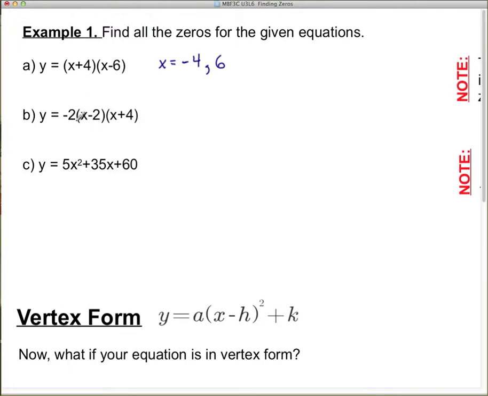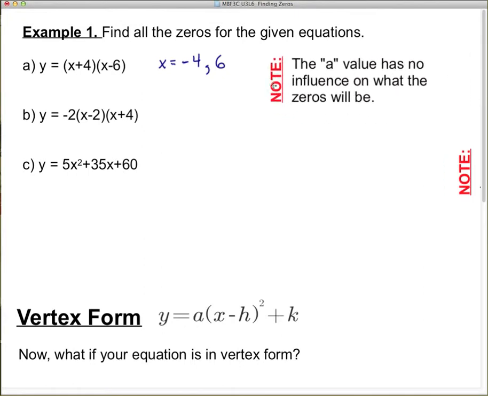Part B, we've got two brackets, but we've also got this -2 out front. So I'm just going to pull this little note out here and see what it tells me. And the note says the a value has no influence on what the zeros will be. So that actually means I can just ignore this -2 out front. It doesn't matter if it's -2 or -2 million. It is not going to have any effect on what makes these brackets 0. All we have to do is take a look and see how I can cancel out what's in there. How do I cancel out a -2 by sticking in an x? I've got to put in a +2. How do I cancel out a +4 by sticking in something for x? Gotta be -4.